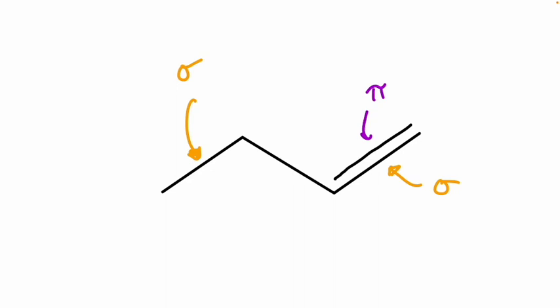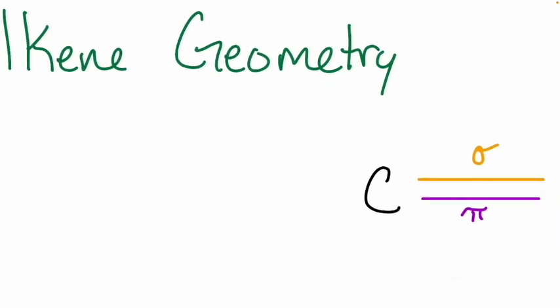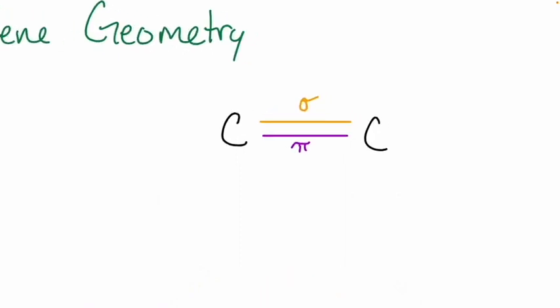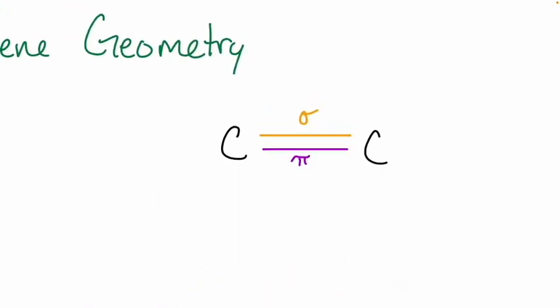Okay, so let's talk a little bit more about these sigma versus pi bonds here. All right, so what we're going to do is we're going to build this model for this carbon-carbon double bond here, which again consists of one sigma bond and one pi bond. Okay, what are bonds made of? Electrons. All right, and if it's a covalent bond, what do we say those electrons are doing? Being shared, right?